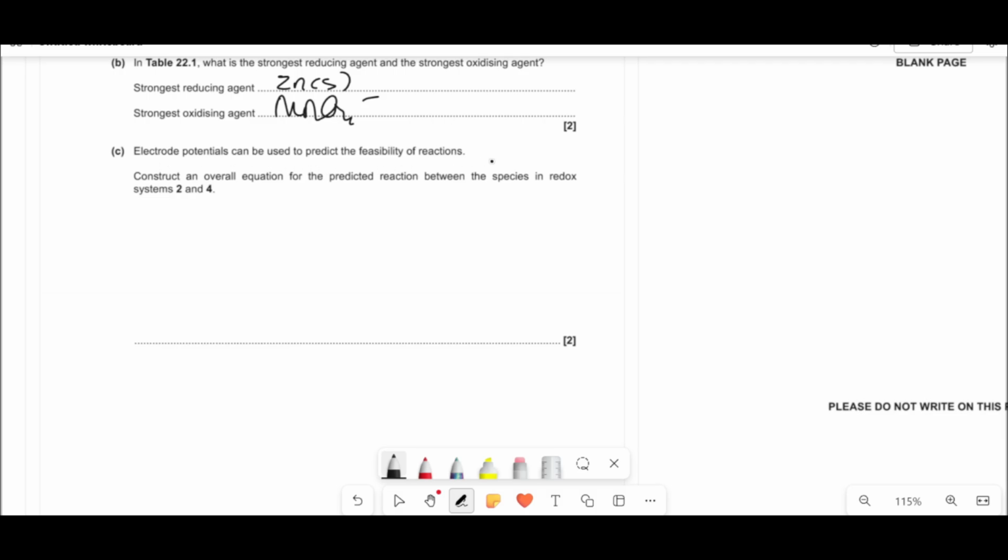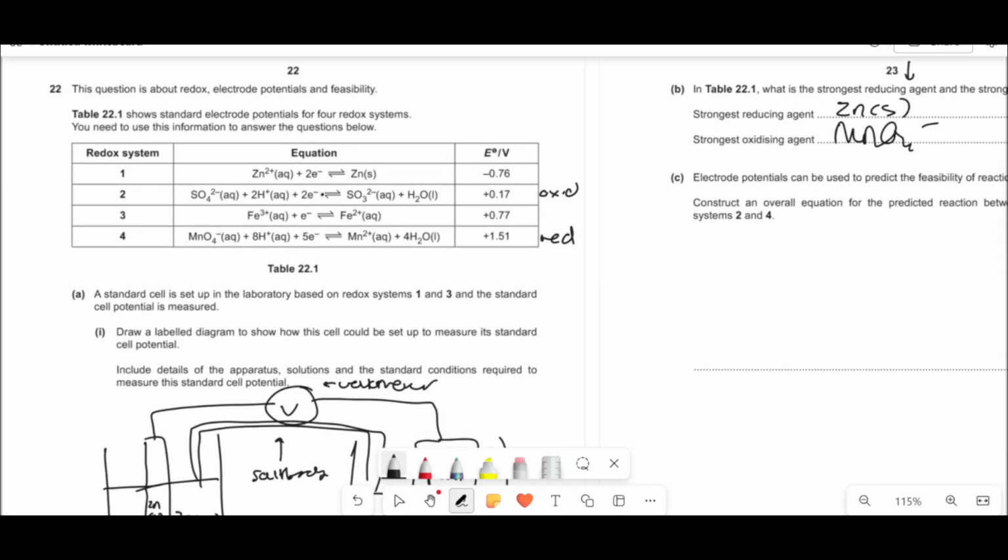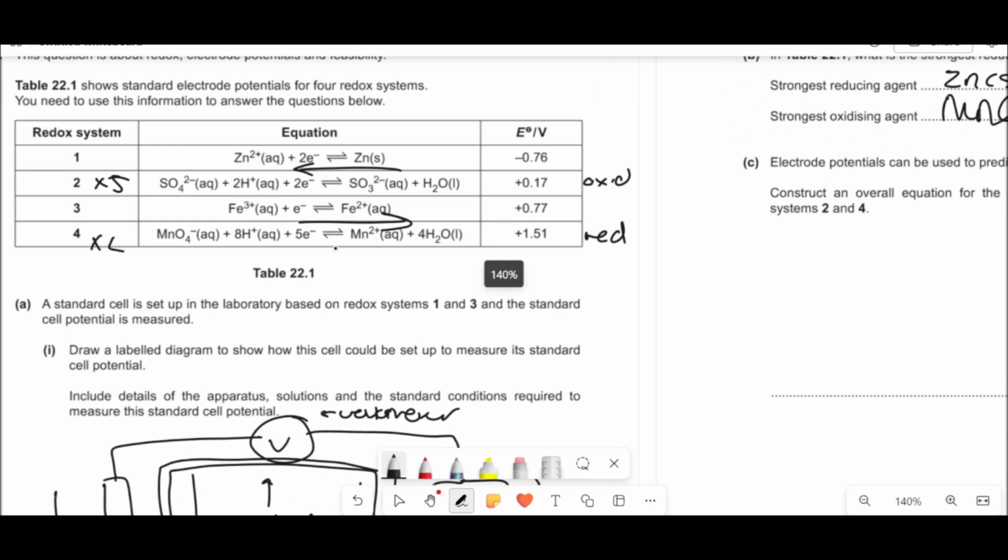Now it says electric potentials can be used to predict the feasibility. Construct an overall equation for the reactions between systems 2 and 4. Fine. You have a look at 2 and 4. We've got this one and this one. This one is more negative, so it's oxidized. This one's reduced. So what you do is look at the electrons. You can see there's 2 and there's 5 here. So we need to times this one by 5 and this one by 2. Oxidized means it's going to go that way. Reduced means it's going to go this way. You just combine the two of them and cancel out anything that's in the middle and you're done and dusted.